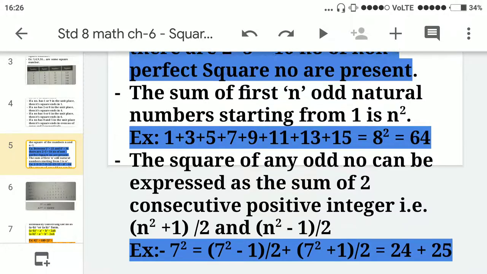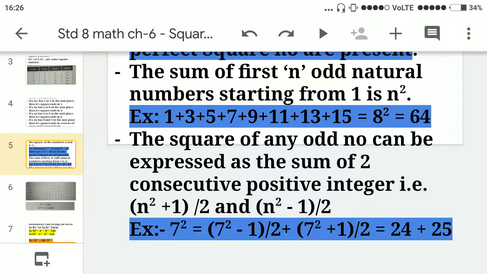Okay. Then the square of any odd number can be expressed as the sum of two consecutive positive integers, that is (n square plus 1) by 2 and (n square minus 1) by 2. That means for any odd number we can represent its square this way. For example, here we have taken 7 square. 7 square is 49, so 49 we can represent as the summation of 24 and 25. How did you get this 24 and 25? By putting in this formula, (n square minus 1) by 2 plus (n square plus 1) by 2, you will get the answer.